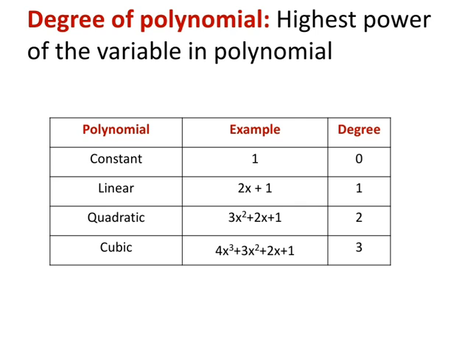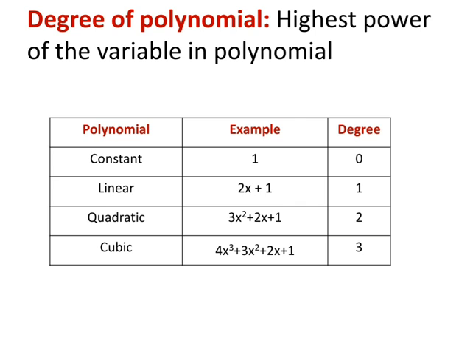Then linear polynomial. Example 2x plus 1. Here x has power 1, so the degree of the polynomial is 1. Then quadratic polynomial, 3x square plus 2x plus 1. The highest power of x is 2, so the degree of a quadratic polynomial is 2.